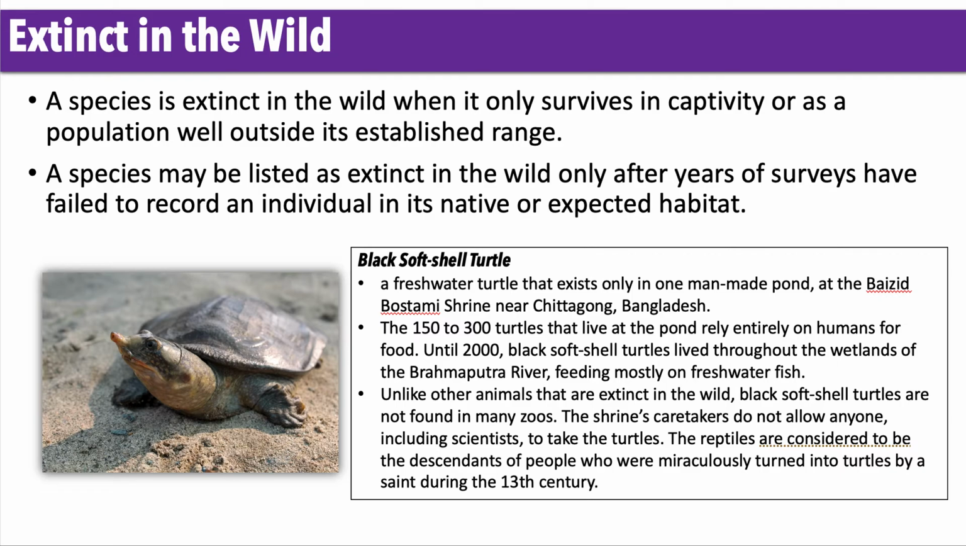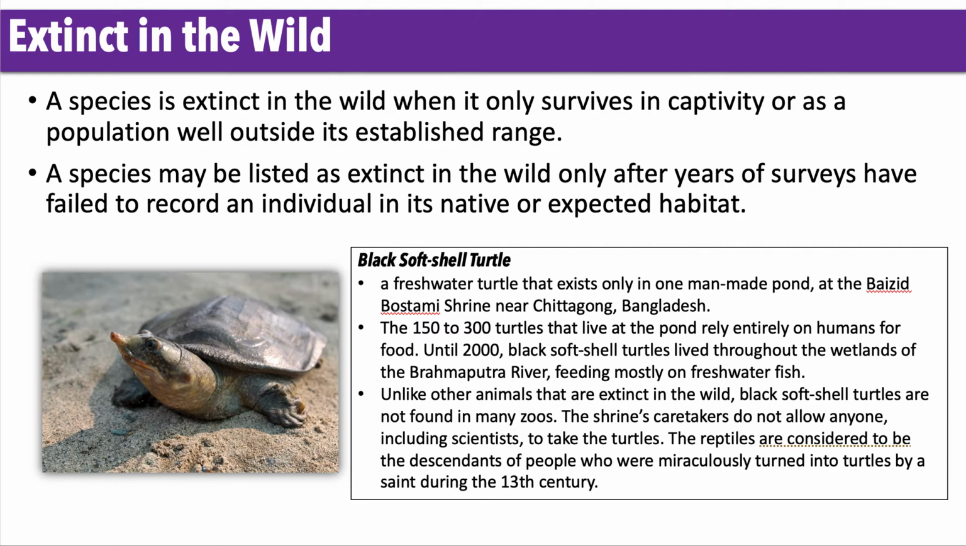An example of a species that's extinct in the wild is the black soft-shelled turtle. It's a freshwater turtle that only exists in one man-made pond at the Bazid Bostami shrine near Chittagong, Bangladesh. I hope I said that correctly. I apologize if I did not. The 150 to 300 turtles that live at the pond rely entirely on humans for food.